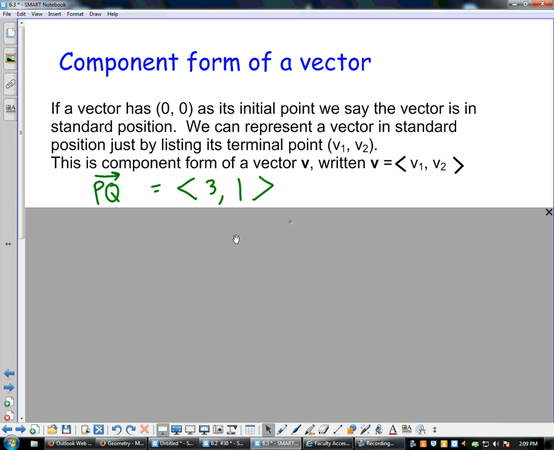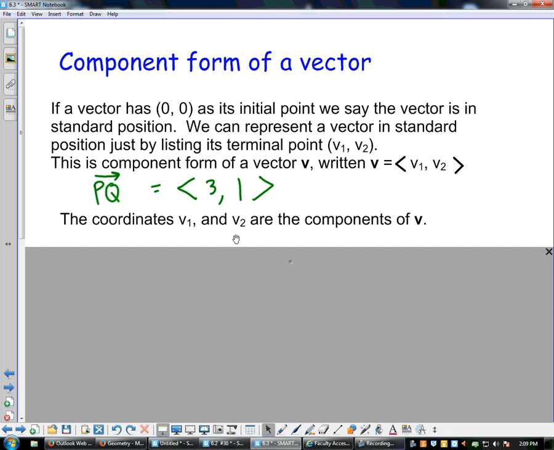Why would you do that? What's the benefit of that? The benefit is then I only need to write one pair of numbers to represent a vector instead of saying, oh, I went from 0, 0 to 3, 1. I can leave off the 0, 0 part and just say, here's my vector, because it started at the origin and it went to the ordered pair 3, 1. That only works if it's in standard position. All right?